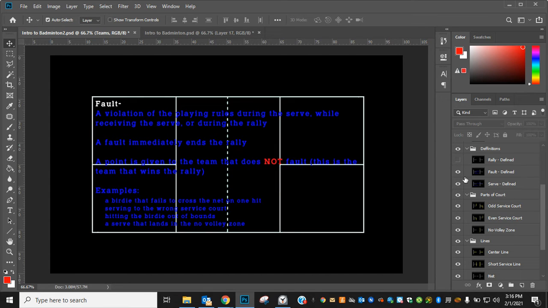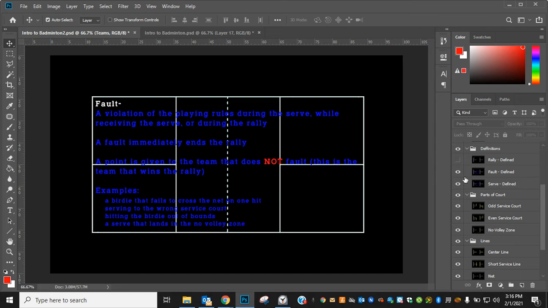A fault is any violation of the playing rules during the serve, while receiving the serve, or during the rally. A fault immediately ends the rally. A point is given to the team that does not fault, in other words, the team that wins the rally.